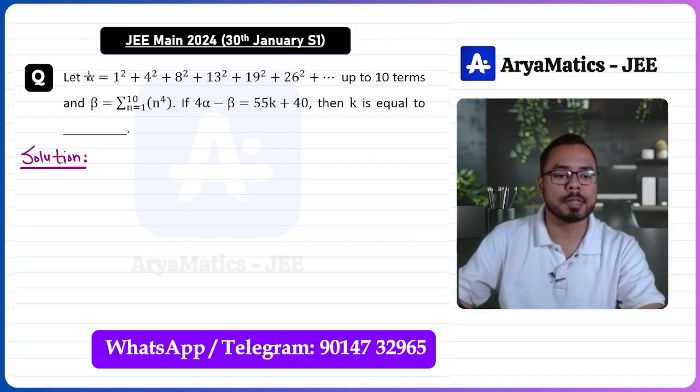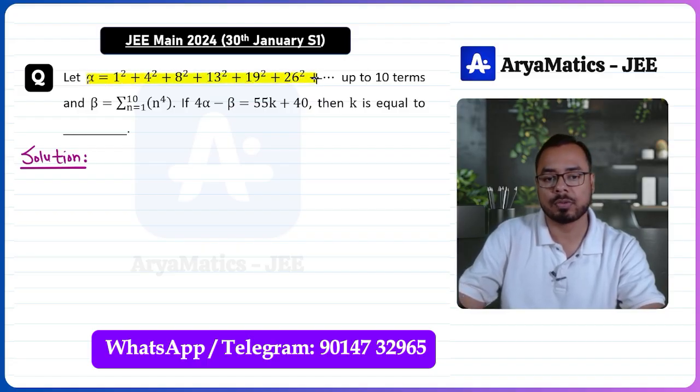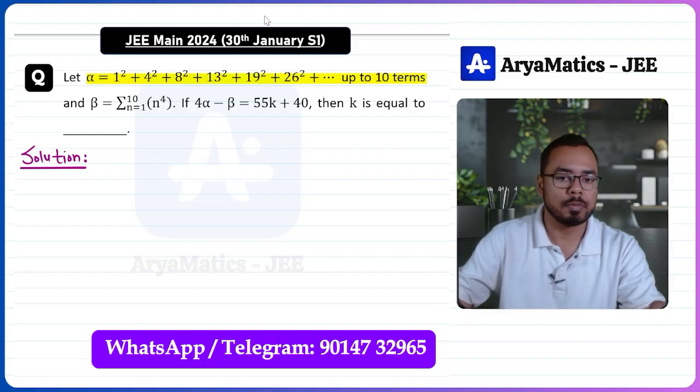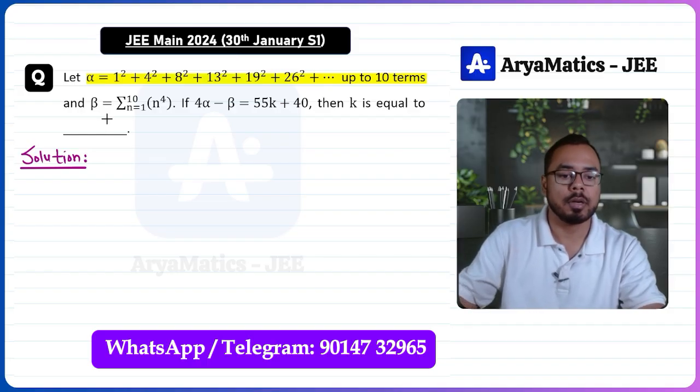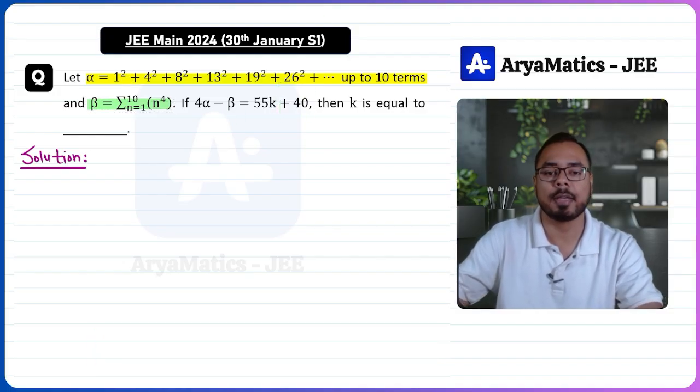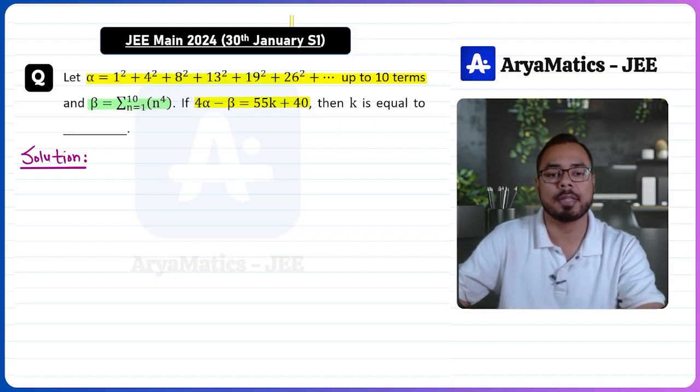Let alpha be this sum. Alpha is 1 square plus 4 square plus 8 square and so on up to 10 terms. And beta is another sum, which is sigma n raised to 4, n from 1 to 10. If 4 alpha minus beta is 55k plus 10, 40, then we have to find the value of k. Now, this is a very interesting problem from sequence and series.